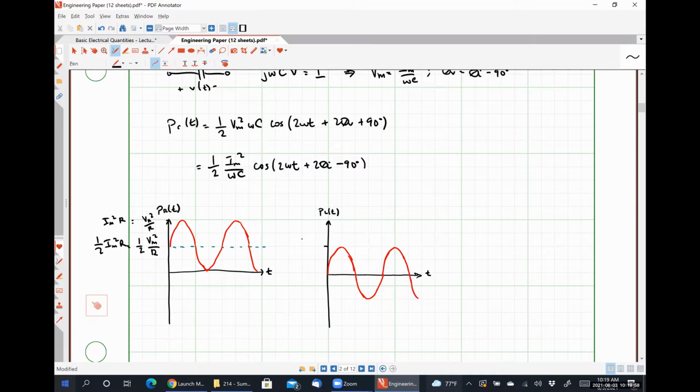Its peak value is going to be 1/2 Vm squared over omega L, or 1/2 Im squared times omega L. So it's just a simple sinusoidal function, and it has no DC term. And then our capacitor waveform is going to look pretty much exactly like our inductor waveform. We'll have a different phase angle, but it'll behave in exactly the same way.